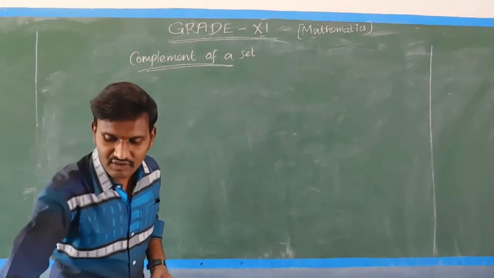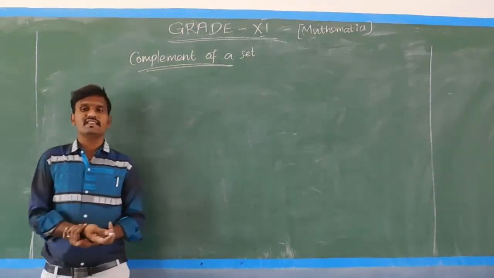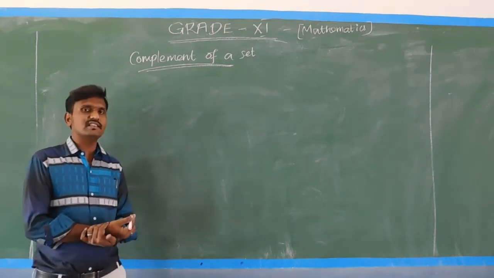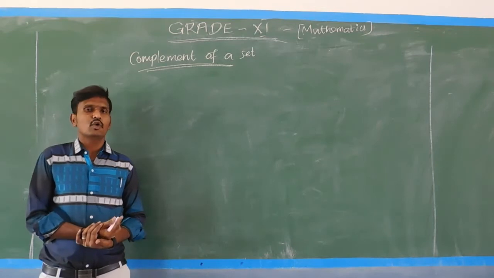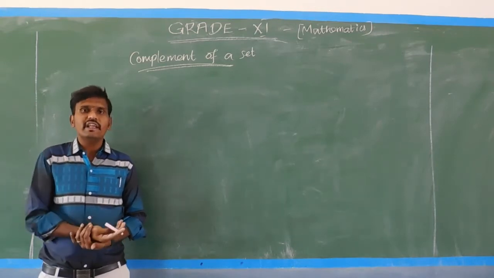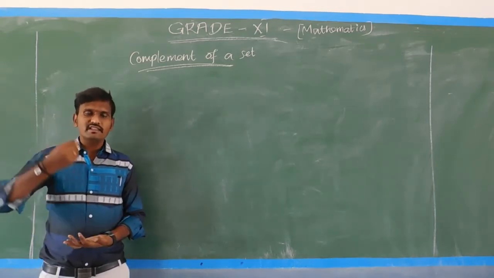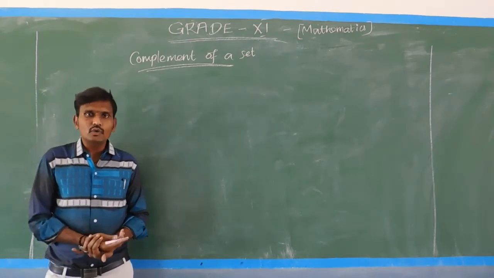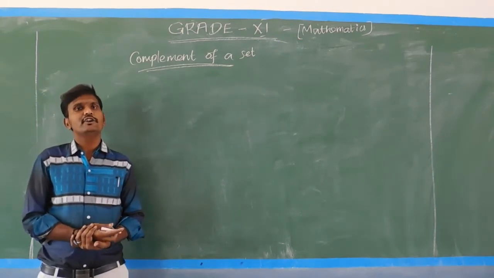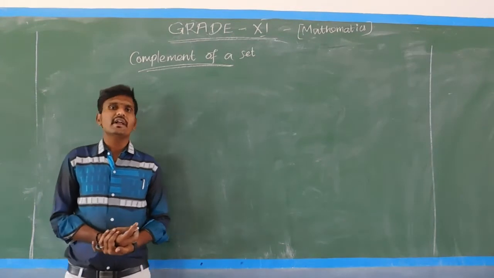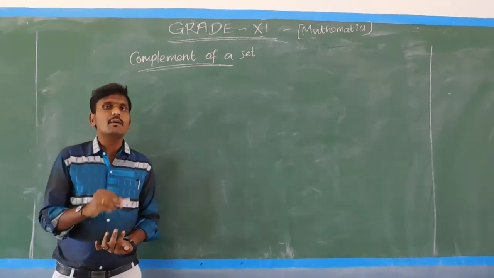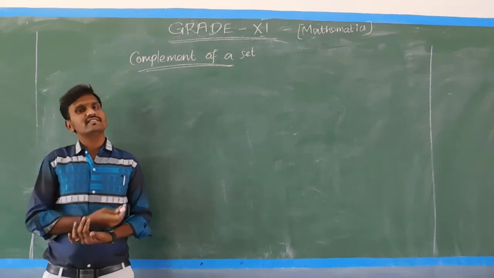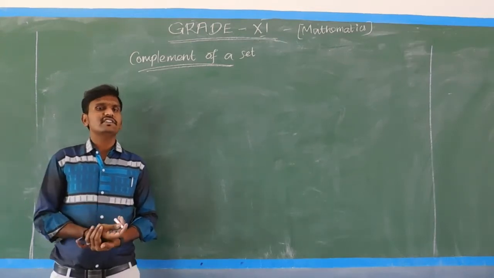Before that, we must recall your previous exercise. What is your previous exercise? Union and intersection of sets. What is a union? Union means when the sets are given, we join the elements and write them. That is called the union of two sets. Intersection means we collect the common elements of the given sets. So that is the intersection.